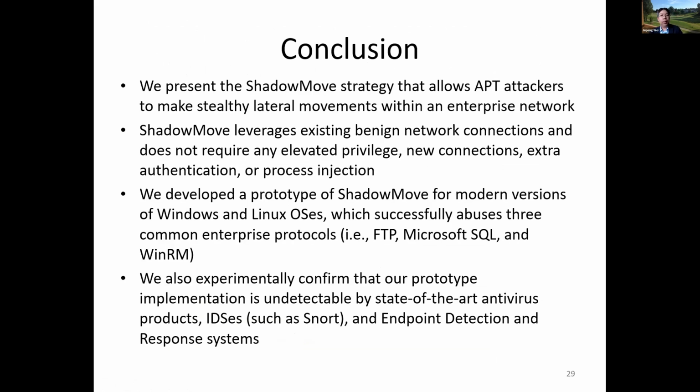Okay, so to wrap up, we discovered the ShadowMove strategy that allows APT attackers to make very stealthy lateral movement within a compromised target network. It leverages existing and benign network connections to work, so it doesn't require any elevated privilege, any new connection, extra authentication, or code process injection.